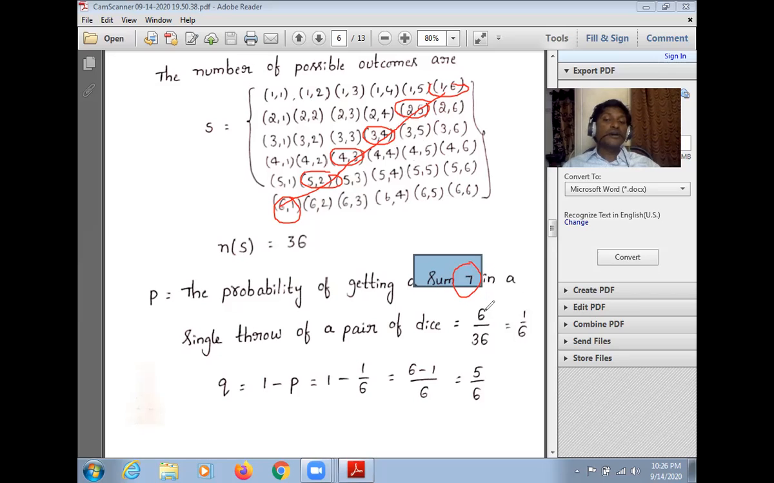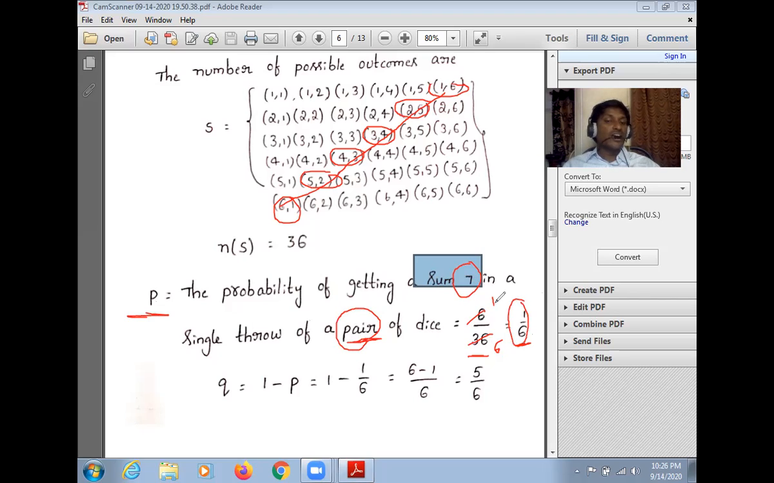So how many possibilities? 6 possibilities. What are those 6 possibilities? 1 comma 6, 2 comma 5, 3 comma 4, 4 comma 3, 5 comma 2, and 6 comma 1. So here we got 6 by 36, and by cancellation, 1 by 6. So P we got. P is the probability of getting a sum 7 in a single throw of a pair of dice. A pair simply means 2 dice. So P is 1 by 6.